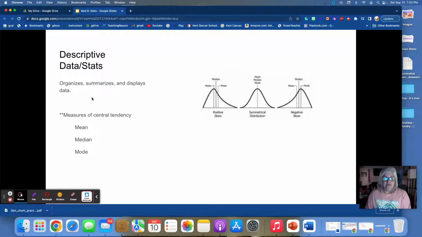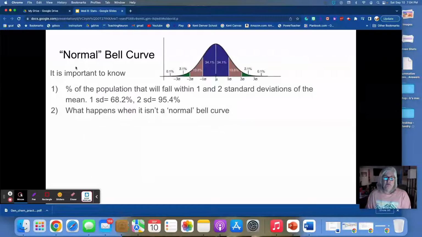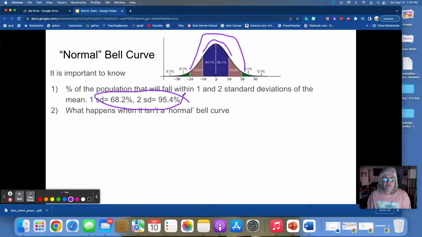Now, it's important to note that we have something called a bell curve, right? And so the couple of things you need to know about the bell curve for the AP test. You have to know, on a normal bell curve, what percentage of the population falls within 1 standard deviation and within 2 standard deviations. So you can see it right here. This blue color right here is 1 standard deviation, and then going a little further is 2 standard deviations. So be very careful with watching your percentages right there.